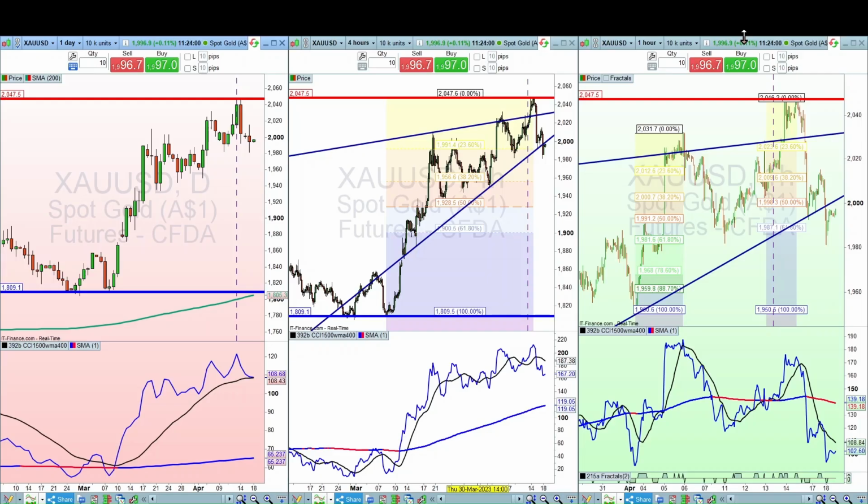Today's April 18, 2023. This is the spot gold price update. On the daily and the 4 hourly, according to the CCI 1500 moving average 400, we're in an upswing, although just be mindful we've broken to the downside on the hourly chart. So let's drill down on each of these.